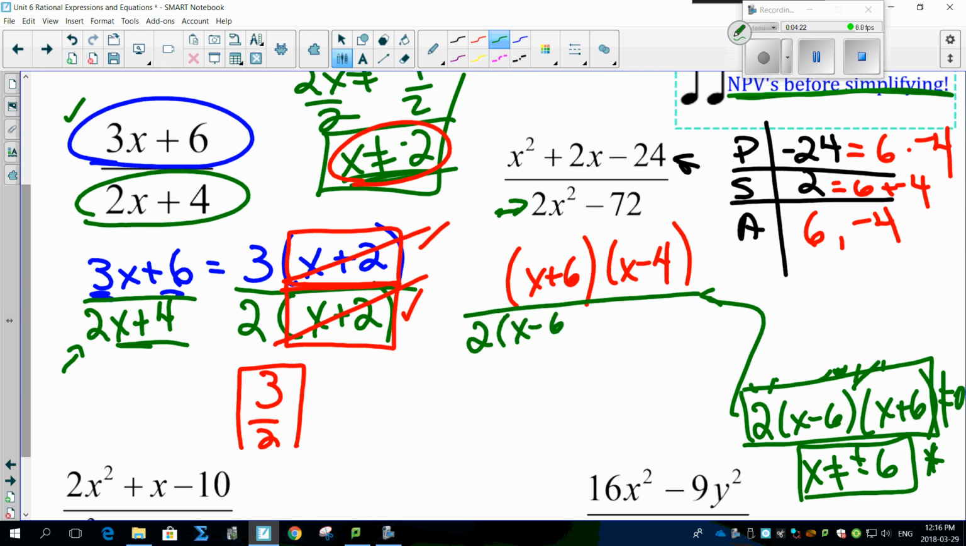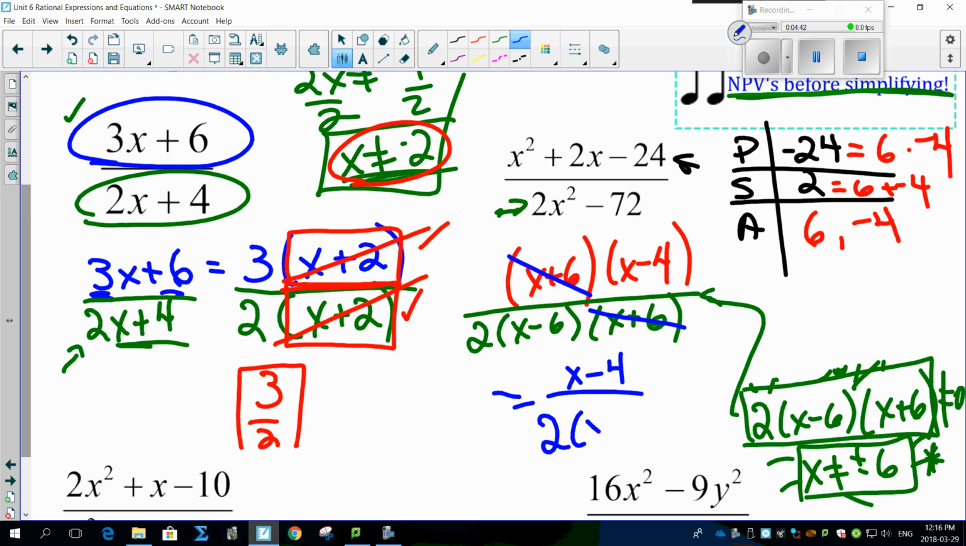X minus 6, x plus 6, and check this out. Now you're factored, top and bottom. Now you know what the NPVs are right here, right? You can turn around now and just cancel and reduce this thing and go, oh, look at this. X plus 6 and x plus 6 cancel, leaving me an x minus 4 on top, a 2x minus 6 on the bottom, and guess what? That is my final answer.